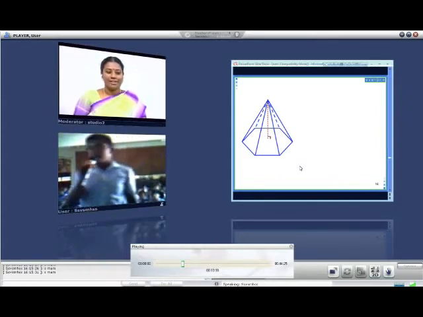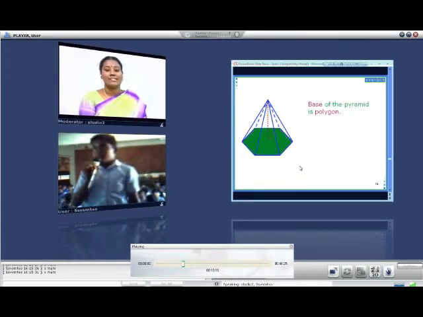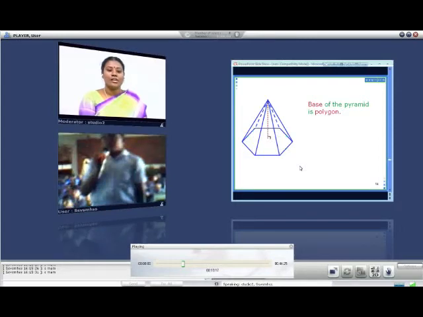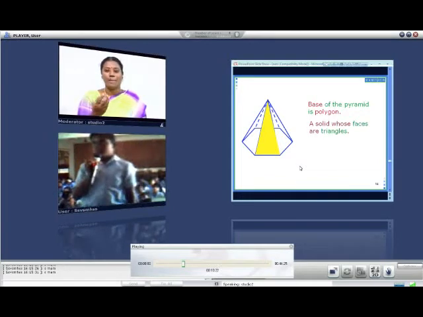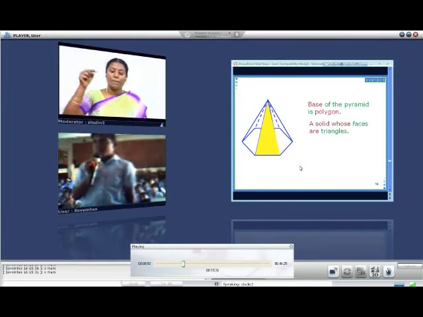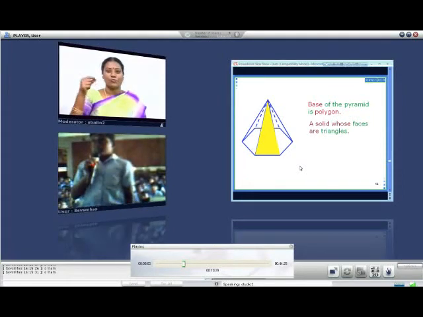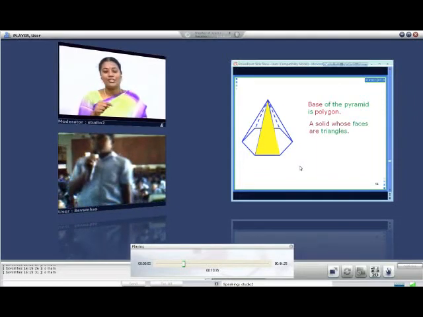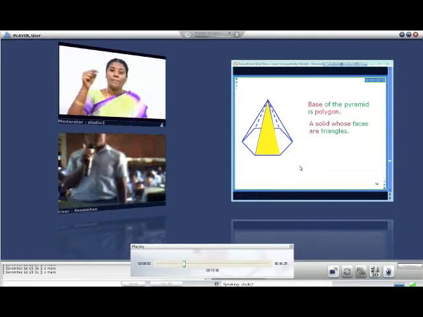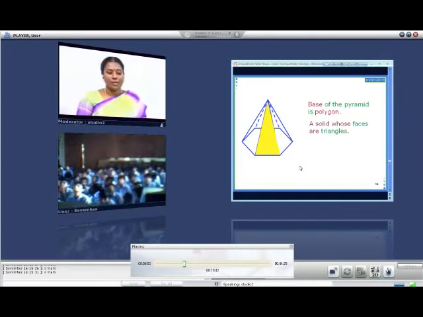Who has given me the answer? J. Naveen Kumar, ma'am. Very good, Naveen Kumar. The base of the pyramid is an hexagon, isn't it? So here all the sides are triangular in shape, and all the triangles will meet at a point, and this point is called the vertex of the pyramid. Each face is a triangle, and it all meets at a particular point at the top, and this is called the vertex or apex of the pyramid.